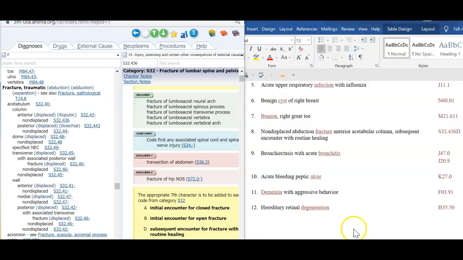Okay, so for number 9, as you can see, the answer here is 2 codes. Remember, if the one code doesn't cover everything in my statement, then I'm going to need 2 codes. So we are going to stop this tape and I'm going to come back.